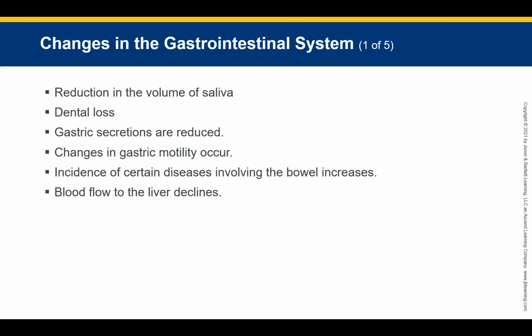All right, some changes in their gastro system. So we talk about changes in the mouth. That includes a reduction of the volume of saliva with the resulting dryness of the mouth. You have some dental loss, where their teeth may just degenerate. They may have dentures. Dental loss is widespread in the older population, so we understand that. It does contribute to nutritional and digestive problems.